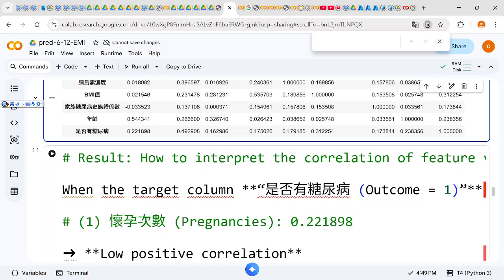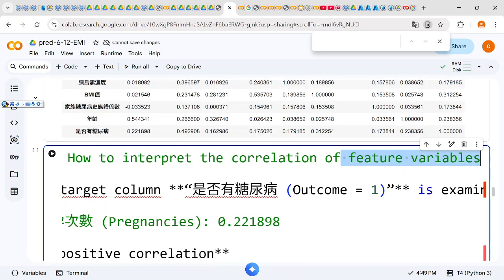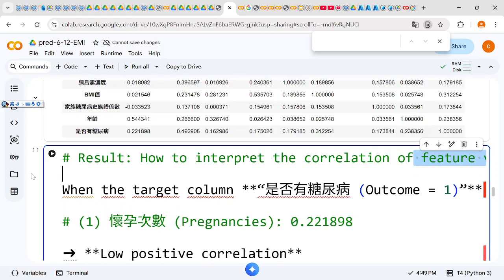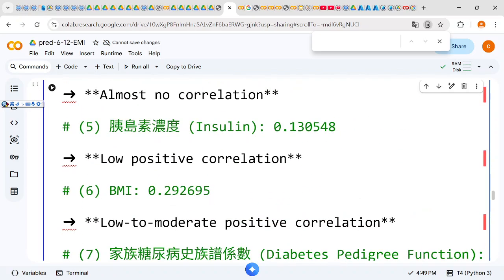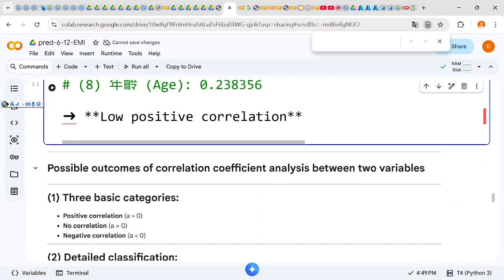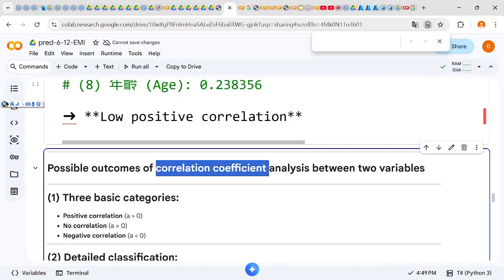How to interpret the correlation of the feature variables? I can find the possible outcomes of the correlation coefficient. That is the correlation coefficient, the correlation coefficient analysis between two variables.